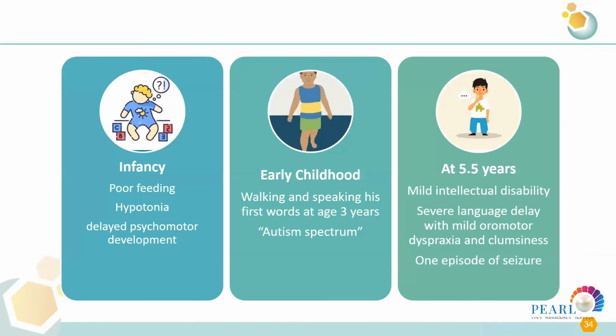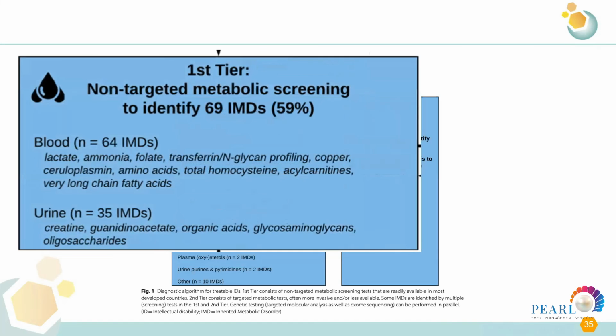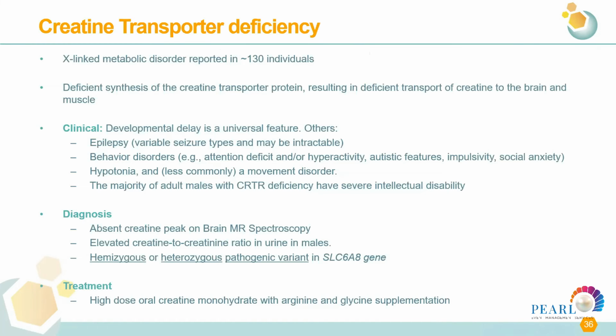So back to our patient case. Remember Nathan? He underwent this algorithm. The physicians did the first-tier investigations, and based on the urine creatine panel, he was diagnosed to have a creatine transporter deficiency. This disorder is an X-linked metabolic disease that is reported in around 130 individuals, so it's ultra rare. There is deficient synthesis of the transporter protein of creatine, and therefore this results in deficiency of the transport of creatine into the brain and the muscle.